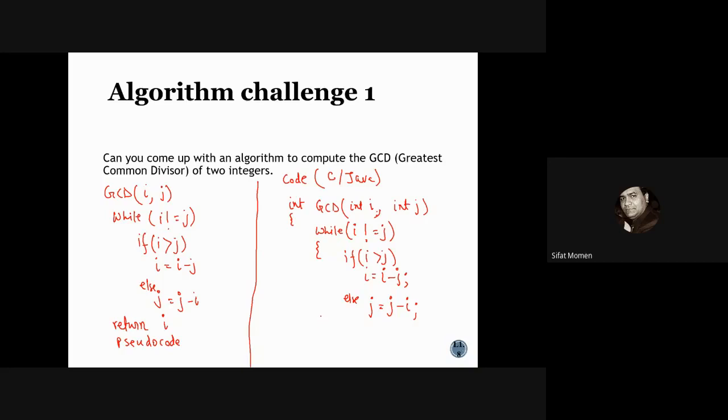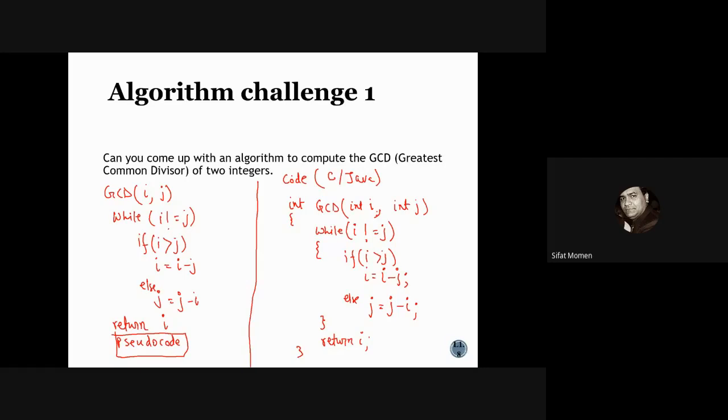And then when we are done with the loop, when we come out of the loop, I will just return I, and that's it. Right, Nakina? Clear? Yes, sir. So you can see this is the pseudocode, and this is the actual code, using programming languages like C or Java. Now, what are the differences that you can see between these two codes?